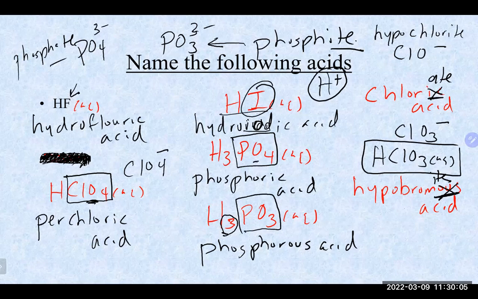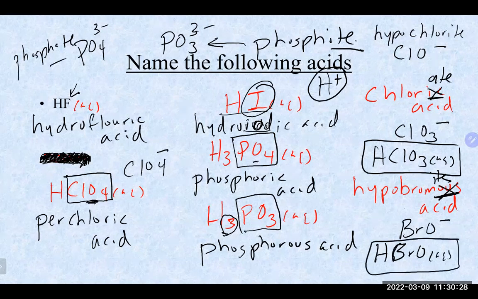BrO-. Bromite, bromine, right? So instead of chlorine, remember that one you can switch out with anybody in group 7. So bromate, bromite, you can switch it out, which means that this negative guy here would be BrO-, which means our acid would be HBrO, and that would be hypobromous acid.